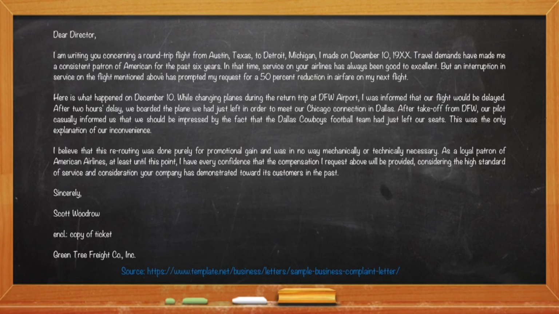While changing planes during the return trip at DFW airport, I was informed that our flight would be delayed. After 2 hours delay, we boarded the plane we had just left in order to meet our Chicago connection in Dallas. After takeoff from DFW, our pilot casually informed us that we should be impressed by the fact that the Dallas Cowboys football team had just left our seats. This was the only explanation of our inconvenience.